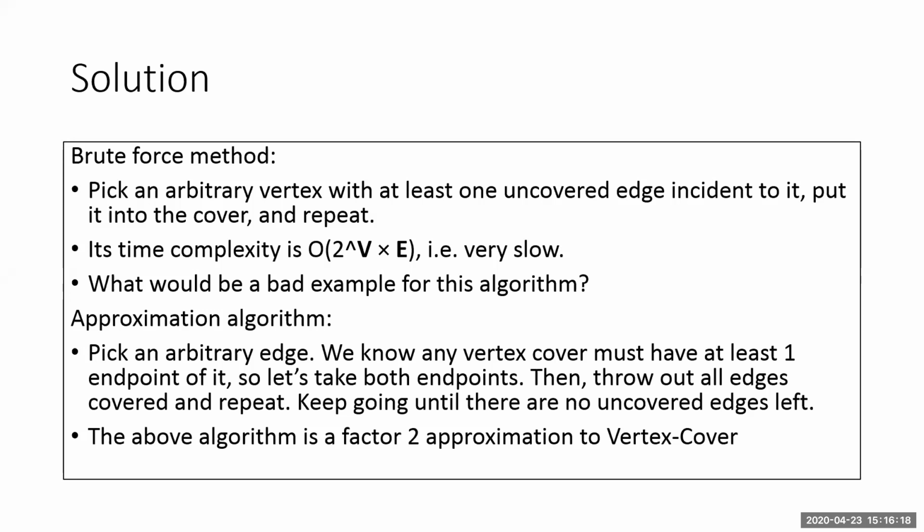The endpoints might be connected to many other vertices, so we throw out all the edges covered through this particular edge, and we keep repeating until all the uncovered edges are completed. The above algorithm is a factor of 2 approximation to vertex cover. Why do we say it is a 2 approximation? Because, as I already told you, if you are covering edge by edge, every edge covers 2 vertices, since one edge is connected between 2 vertices. So the number of vertices you cover is in the factor of 2. That's why it is a factor 2 approximation to vertex cover.